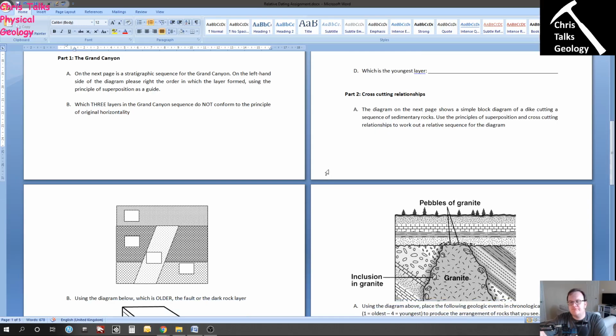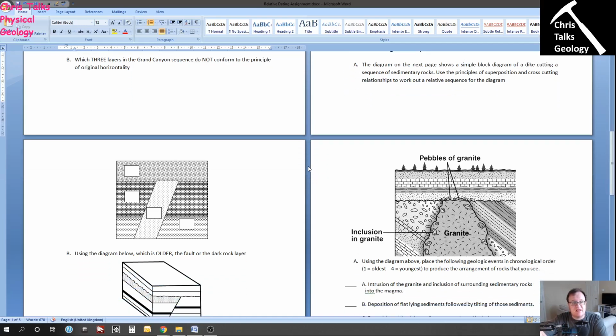Maybe it can. Part 2 is going to deal with cross-cutting relationships. The first part, part A, deals with this block diagram here. It's simply going to ask us to put the rocks in a chronological sequence, 1 being the oldest rock, 4 being the youngest rock. This is relatively straightforward. It's a mixture of the principle of superposition and the principle of cross-cutting relationships.